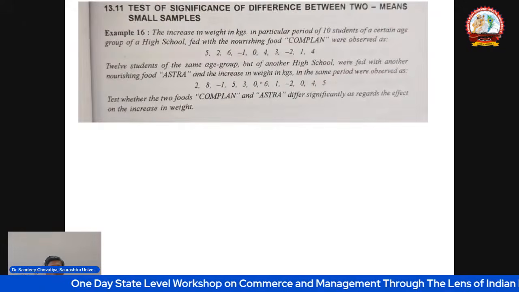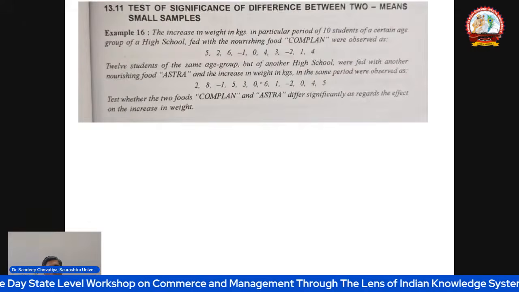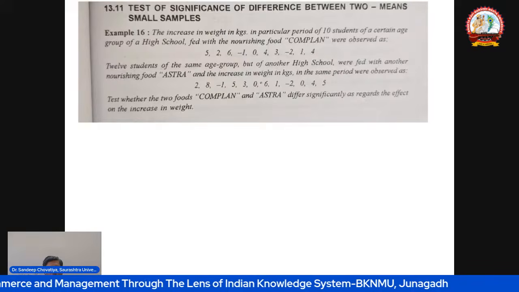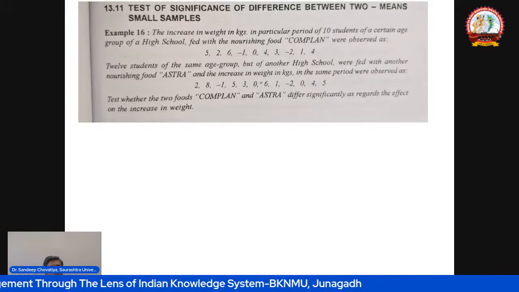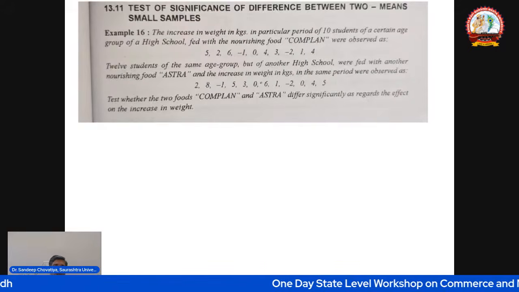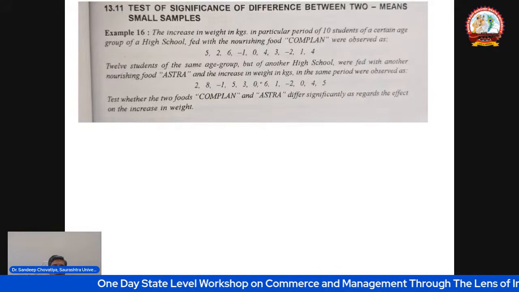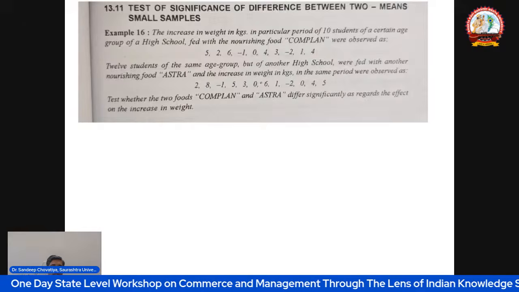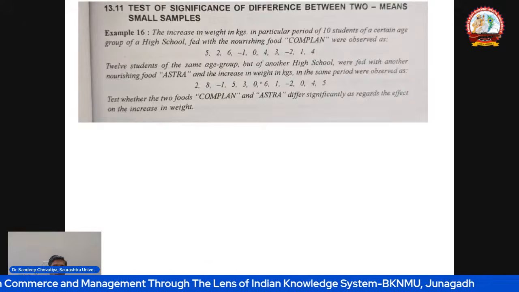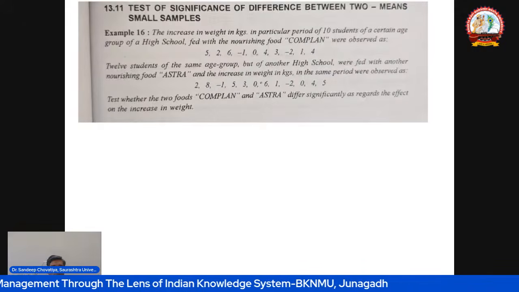નેક્સ્ટ, ઓકે, the test of the significance of the difference between the two means. હવે શું જોવાનું છે ભાઈ? બે જુદા જુદા મીન આપણી પાસે હોય તો એમાં સિગ્નિફિકન્ટ લેવલ કઈ રીતના ખબર પડે? તો એના માટે એક એક્ઝામ્પલ જોઈએ સ્ટુડન્ટ્સ. હિયર the increase in the weight in kilograms in a particular period for 10 students of a certain age group of high school fed with the nourishing food Complan, which is observed.